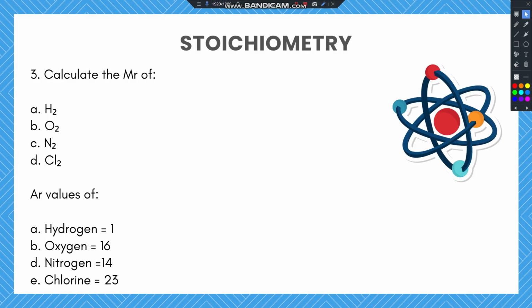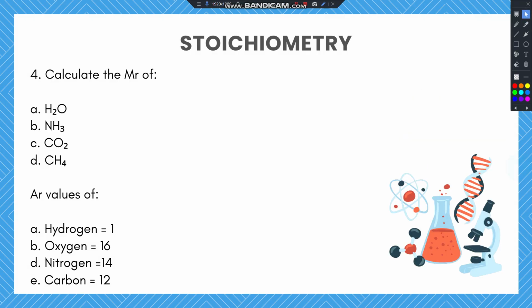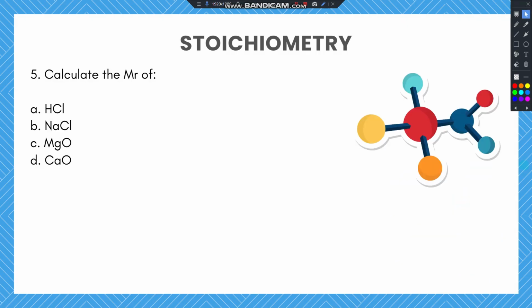So here are some practice questions I'd like you to try out before we move on to the next topic. We have calculate the molecular mass of the hydrogen molecule, oxygen molecule, nitrogen molecule, chlorine molecule. Here are their atomic masses for hydrogen, oxygen, nitrogen, and chlorine. Go ahead and do that. Here are another set of questions. You can pause the video and write down the values if you want. Here are some more molecules for you to calculate the values of. Go ahead and do that. Drop your answers in the comment section, and I'll be at the other side to respond.